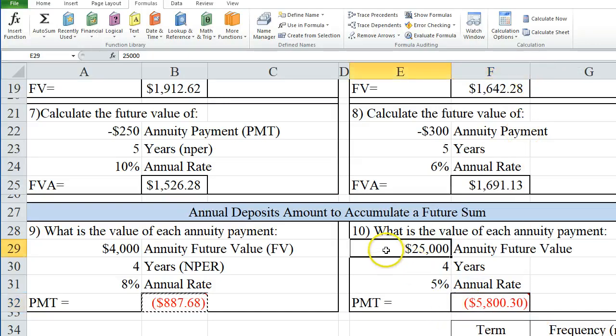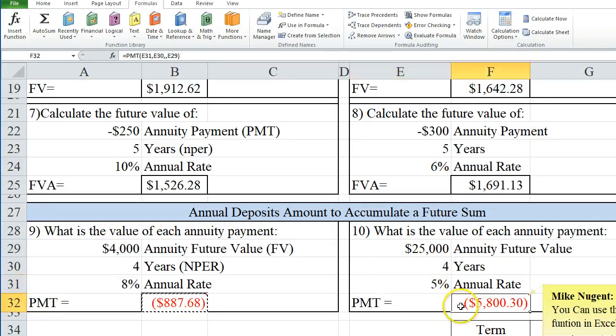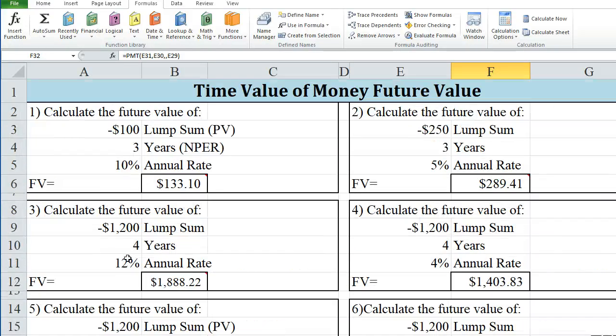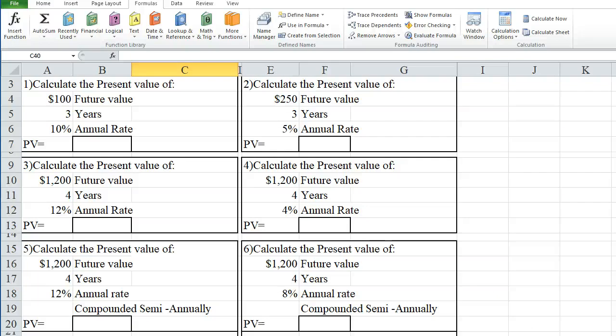And if it was $25,000 for 4 years at 5%, the annual payment would be $5,800. Here are the actual future value formulas if you want to calculate it using the variables from the textbook. Okay, so that's the future value page. Let's move to the present value page.